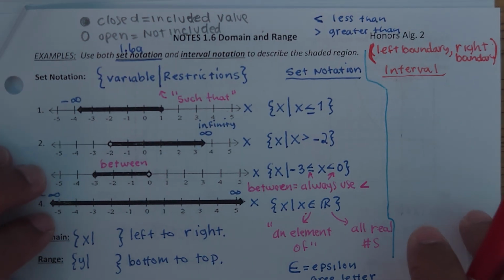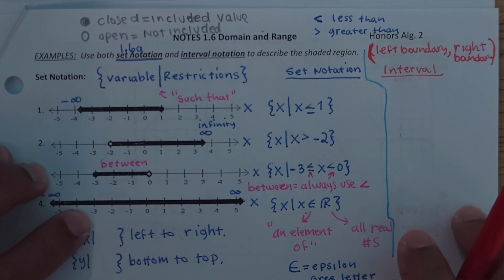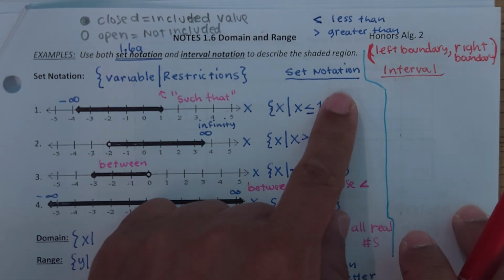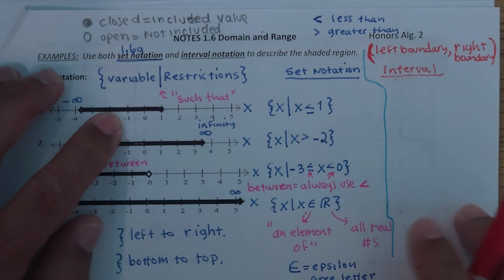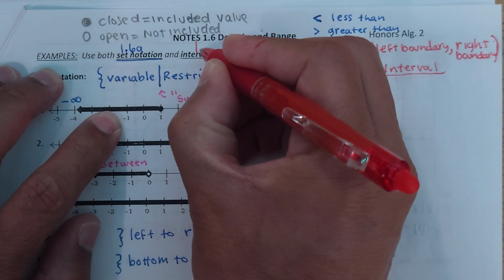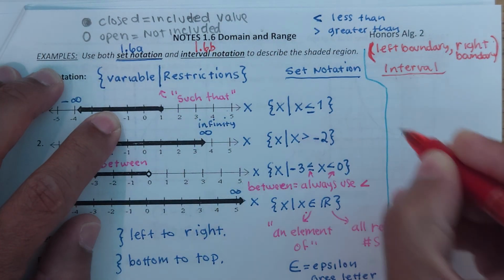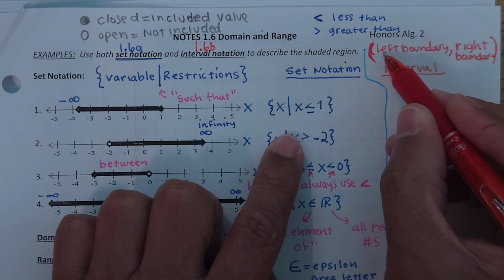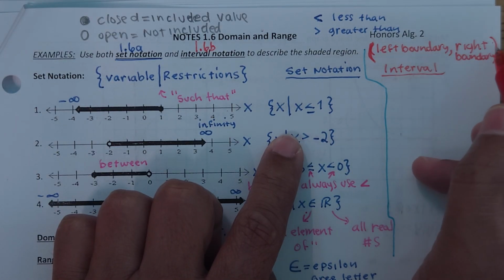Hi everyone, this video lesson covers part 2 of 1.6 notes. Okay, so 1.6a was set notation. Today we're doing interval notation. So this is 1.6b. In interval notation, you have a left boundary on the graph and a right boundary.